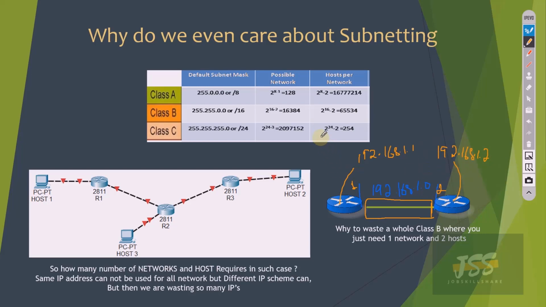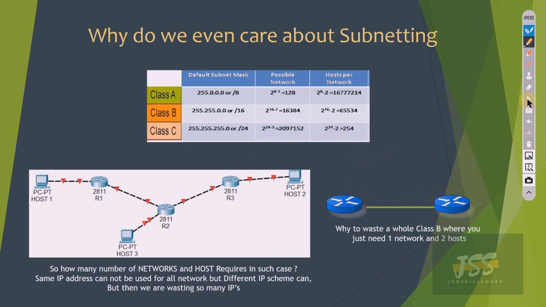But if I correlate with the hosts per network or the possible number of networks, you can see how many hosts we can consume on class C, because from experience we know 192 comes into the range of class C. Class C can accommodate how many hosts? 254. How did we calculate this 254?